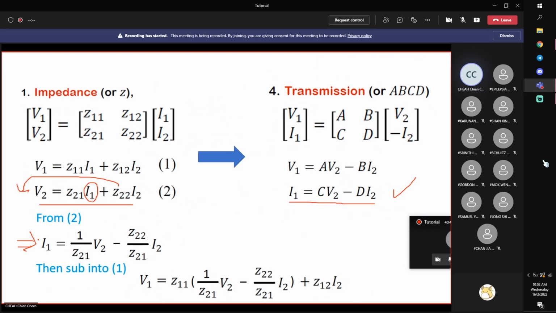And once you get this one, it's easy to get the other one because you can just substitute this into here, replace your I1, and we can get everything in terms of what we want, which is V2 and I2 only, right? We want V2 and negative I2. Okay. Any questions?